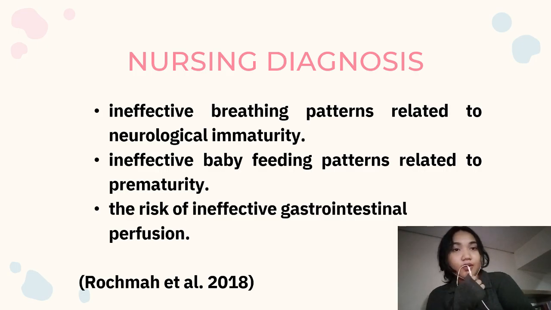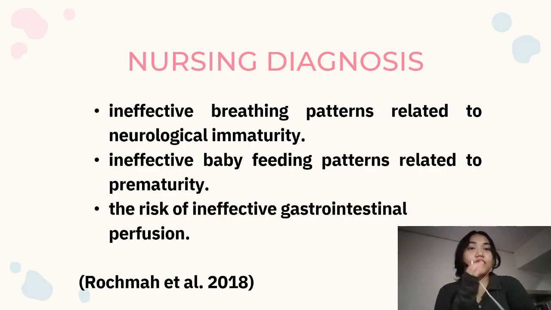Okay, so now I will explain the nursing diagnoses. The first nursing diagnosis that we got is ineffective breathing pattern related to neurological immaturity. The second one is ineffective infant feeding pattern related to prematurity. And the third and last one is risk of ineffective gastrointestinal perfusion.